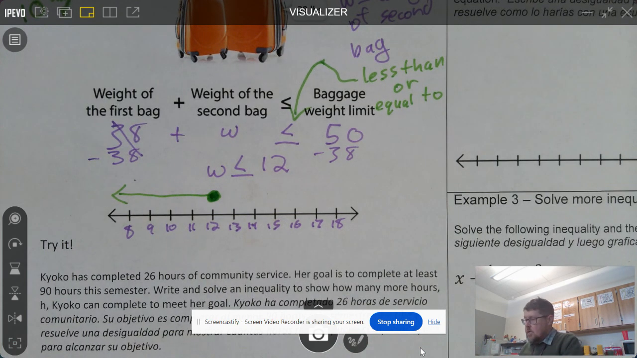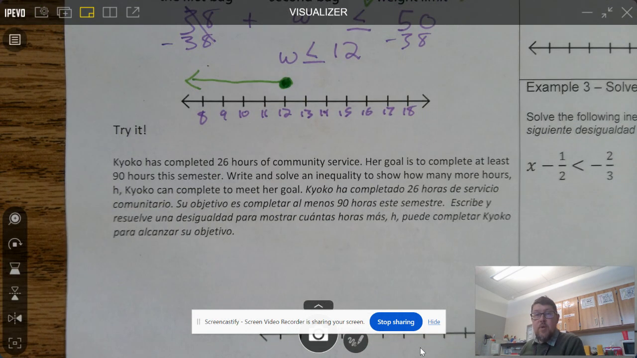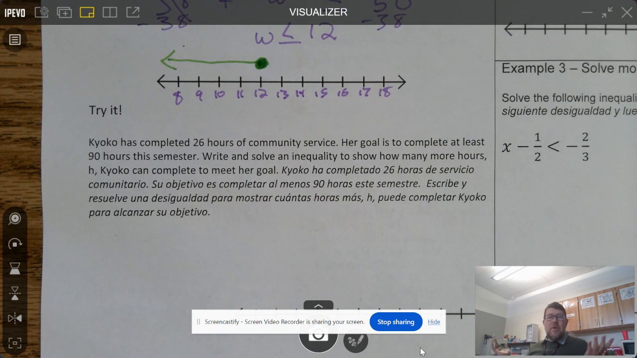So Kyoko has completed 26 hours of community service. You know, no judgment here. I don't know if this is for a crime that she committed or if it's to look good on her college application. No shade at Kyoko, right?